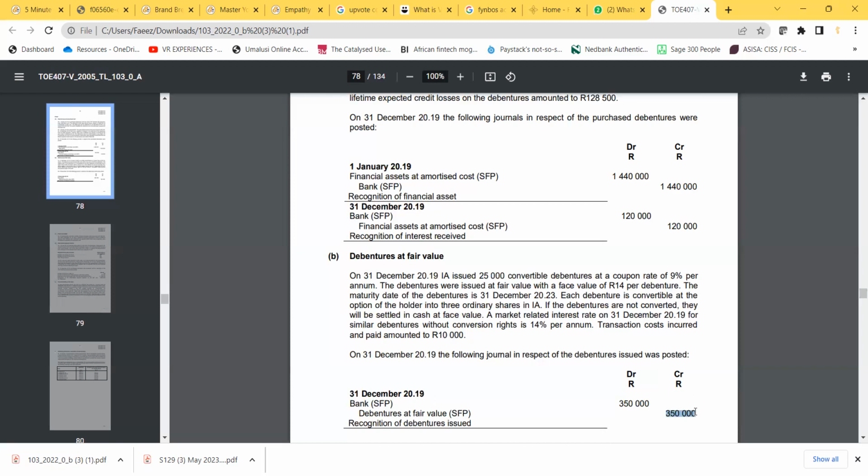What if this question was not journals, but it was just a calculation? What would I do? What if this question was not journals, but it was a discussion? How would I discuss it? What if this question did not ask for journals, but asked me to prepare the income statement and the balance sheet, or to show them the impact of this transaction on the income statement and balance sheet?